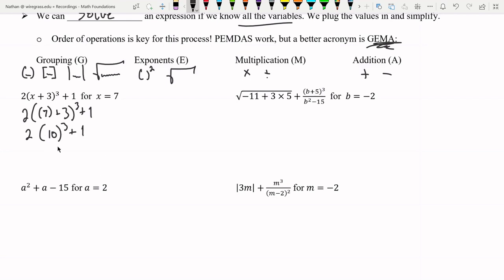And then these parentheses are just there for clarification. It's 10 cubed, not 210 cubed, if that makes sense. So exponents is next. 10 cubed is 10 times 10 times 10. 1,000. Okay, no more exponents, so multiplication is next. 2 times 1,000 is 2,000. And finally, addition and subtraction is done last. 2,001. That's my answer there.